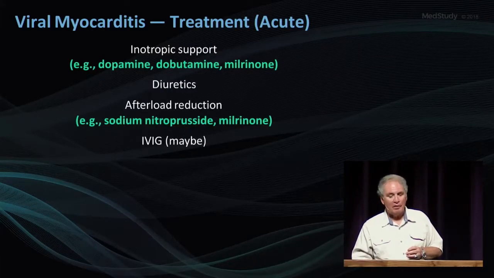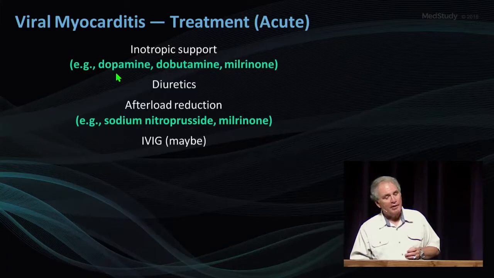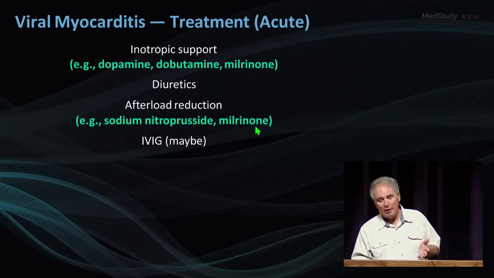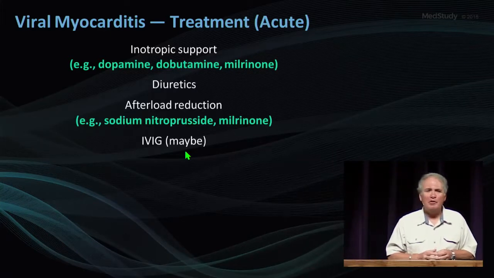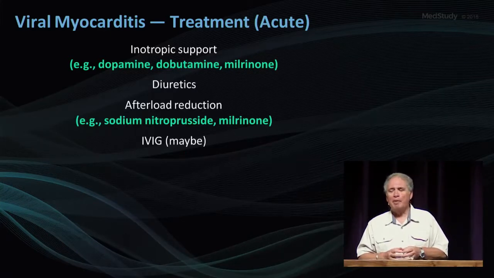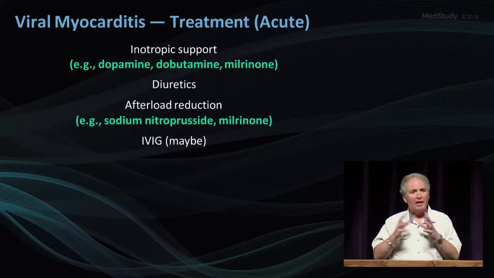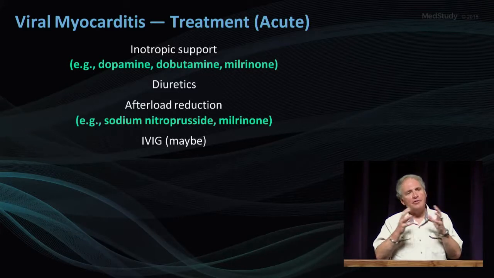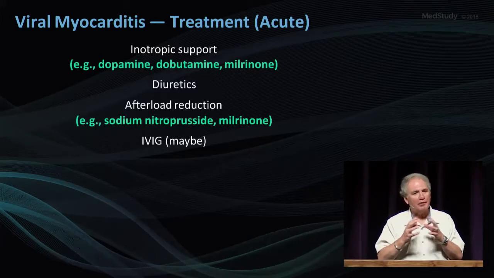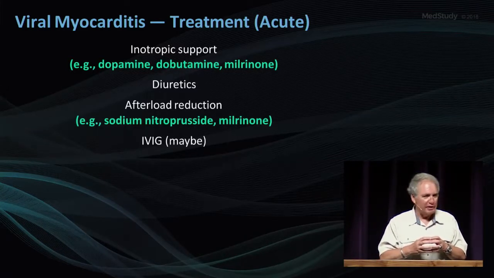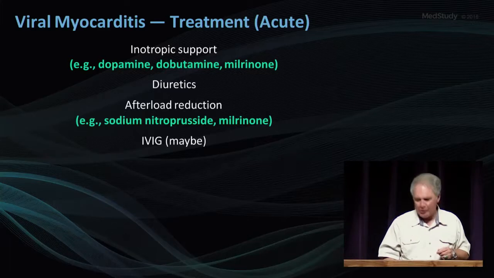Acute treatment of viral myocarditis: inotropic support if necessary, dopamine, dobutamine, milrinone, diuretics, of course, afterload reduction, sodium nitroprusside, milrinone, and intravenous immunoglobulin maybe. There are some pediatric reports of improved outcomes in patients treated with IVIG. Early reports suggested better left ventricular function after the episode was over. Adult cardiologists don't do this and don't believe in this. Okay, it's a pediatric thing, just so you know.